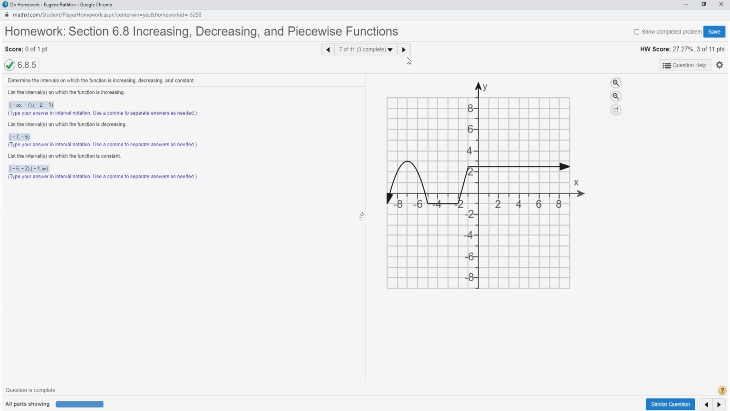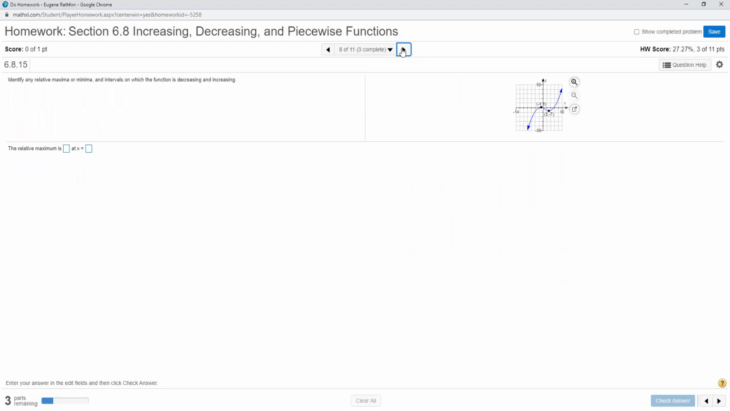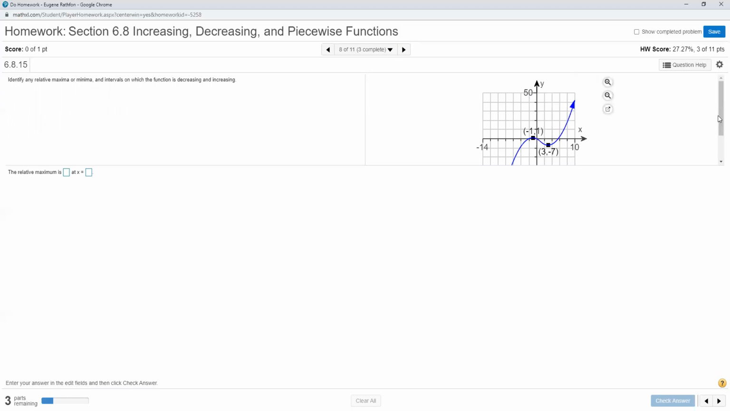Alrighty, so I'm skipping this one and going to the next one because it's got more stuff on it. So I'm going to find relative max or relative minimum, and then the intervals of increasing and decreasing. They didn't want constant on this one because we don't have any. I better minimize just a little bit. I guess I went too big.